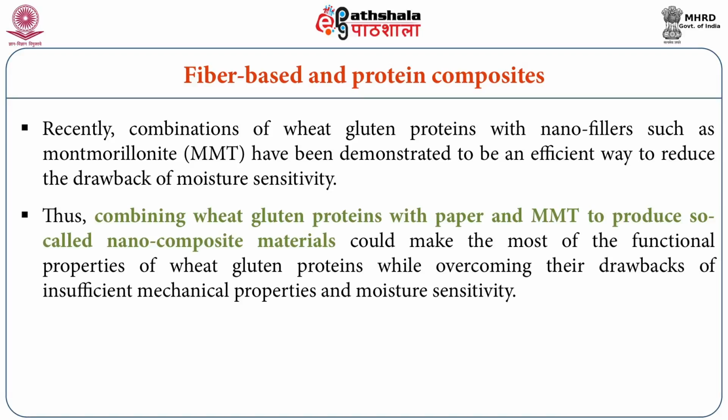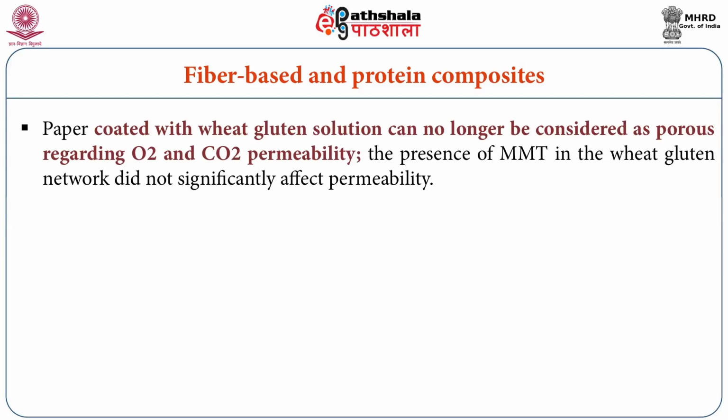Thus, combining wheat gluten proteins with paper and montmorillonite to produce so called nanocomposite materials could make the most of the functional properties of wheat gluten proteins while overcoming the drawbacks of insufficient mechanical properties and moisture sensitivity. Paper coated with wheat gluten solution can no longer be considered as porous regarding oxygen and carbon dioxide permeability. The presence of MMT in the wheat gluten network did not significantly affect permeability.